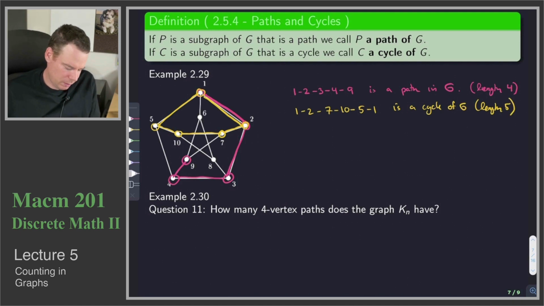The next question is asking us how many 4 vertex paths does the graph K_n have? So if we're in the complete graph on n vertices, how many 4 vertex paths does it have?